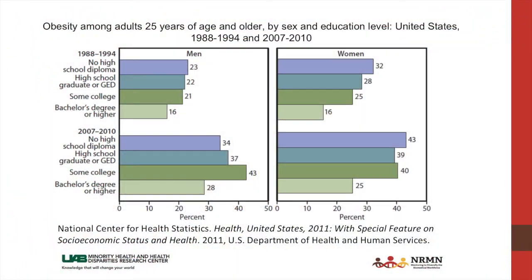And also, not only life expectancy, but some conditions we have. So this is an example for obesity, which is a risk factor for a lot of chronic diseases. You can see for men and women, individuals with a higher degree are less obese than individuals that have only a high school diploma or less.